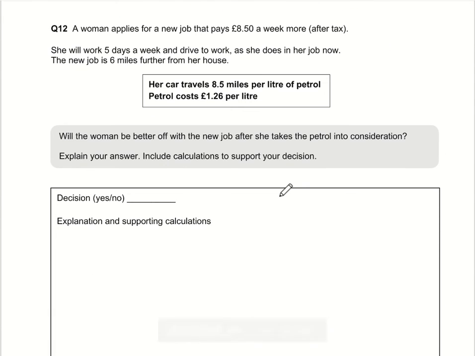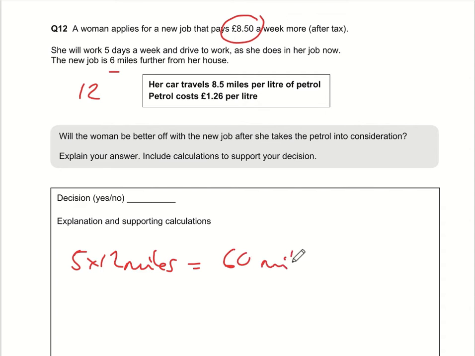Okay, so question number 12. So she gets £8.50 per week more. Does that cover her petrol cost? So her new job is 6 miles further from her house. So therefore, if she's going there and back, that's going to be a 12-mile journey, 5 days a week. So 5 times 12 miles, that is 60 miles.